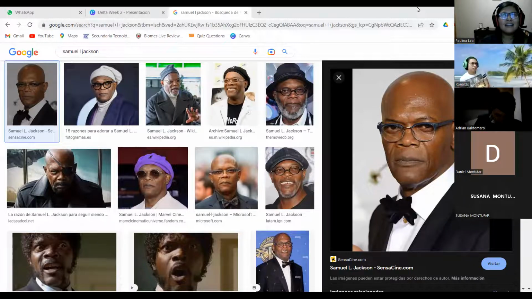Si quisiera decir él no tiene cabello, podría decir he doesn't has. He doesn't have. Igual, acuérdate, como estamos usando el does, ya no voy a cambiar el have. Sí, cierto. So you would say he doesn't have hair.